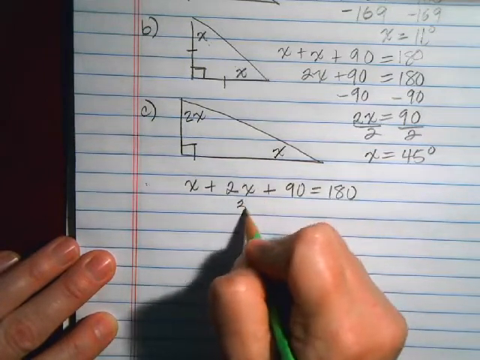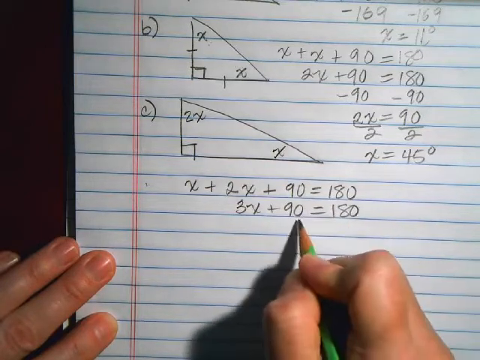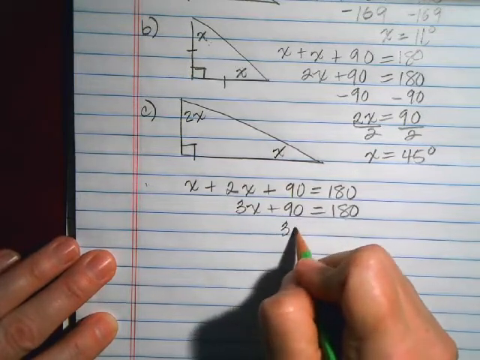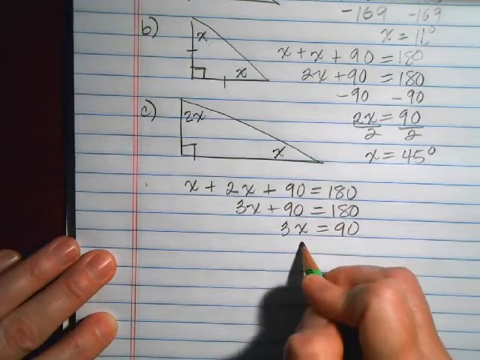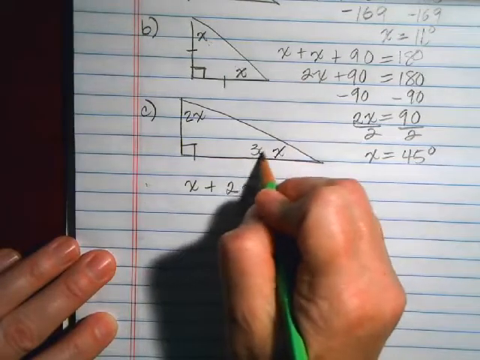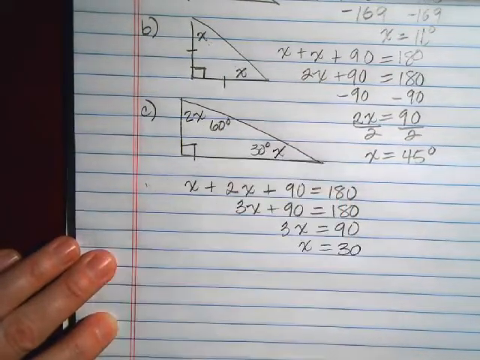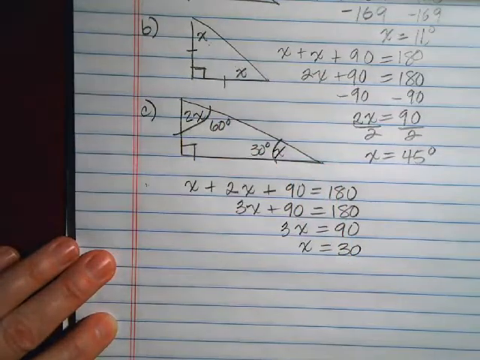So that gives me 3x plus 90 equals 180. Subtract 90 from each side. So 3x equals 90. Divide by 3 on each side. So x equals 30. So this angle is 30. And this angle is 60. That's a 30, 60, 90 triangle. You'll also be seeing that again down the line.